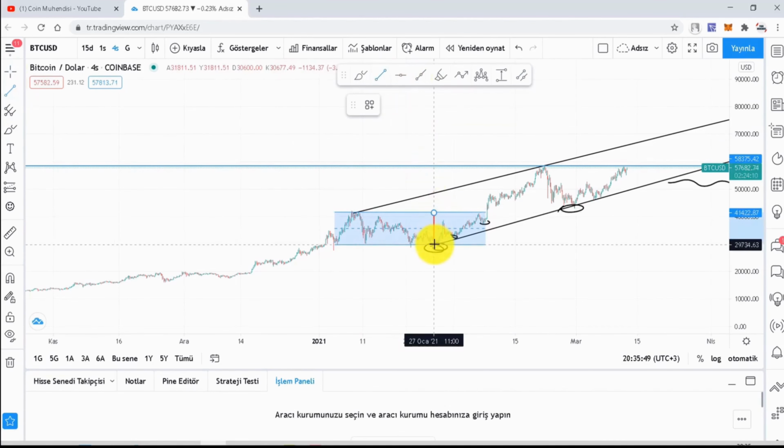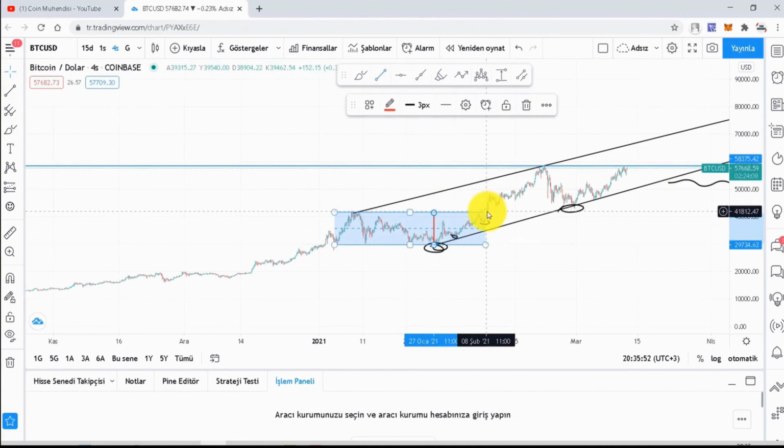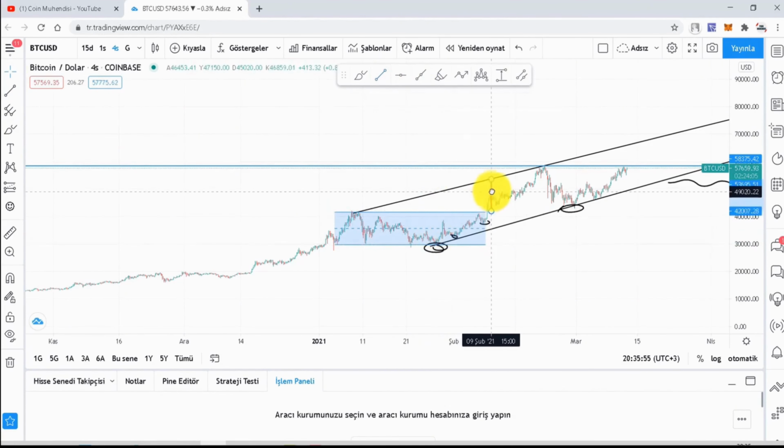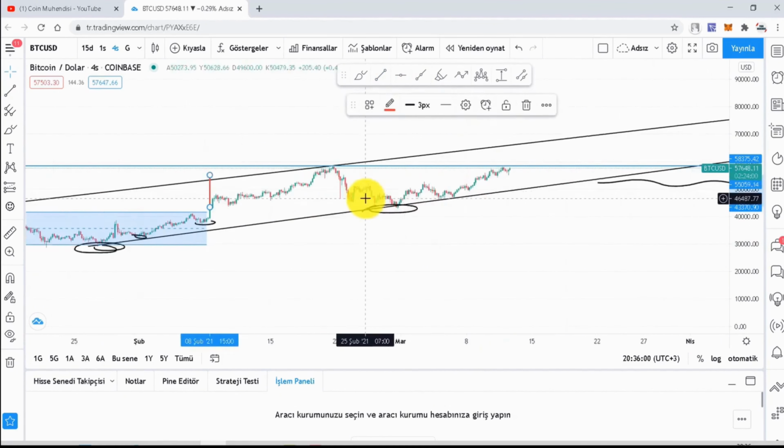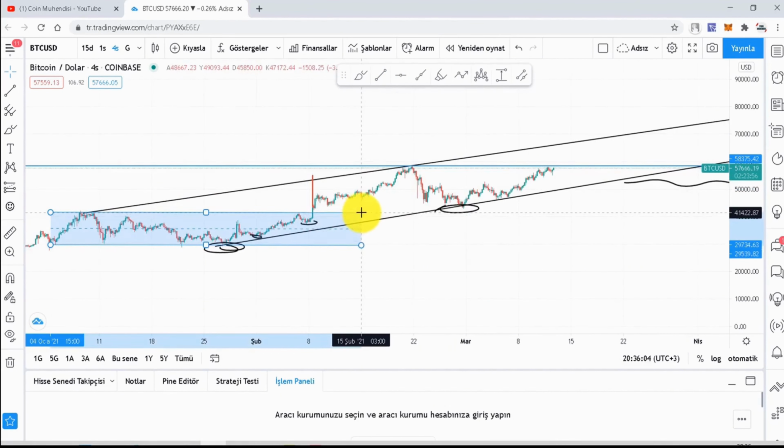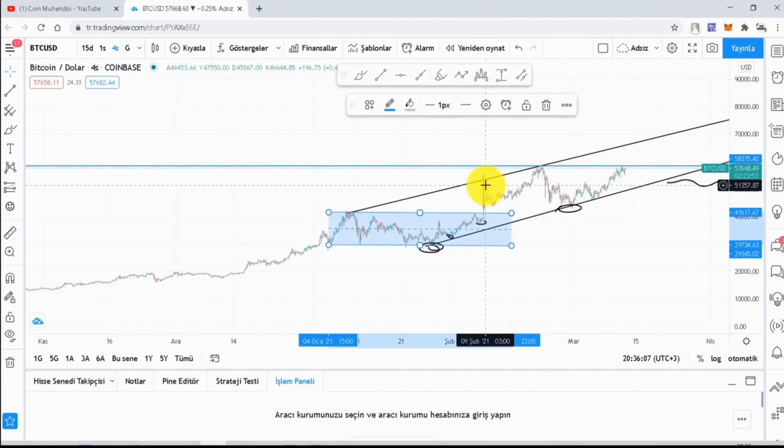The depth of this formation indicates that a rise could occur equal to this depth. Once we break out of the rectangle, as you can see, after breaking the rectangular formation here, there was a rise equal to that rectangle.